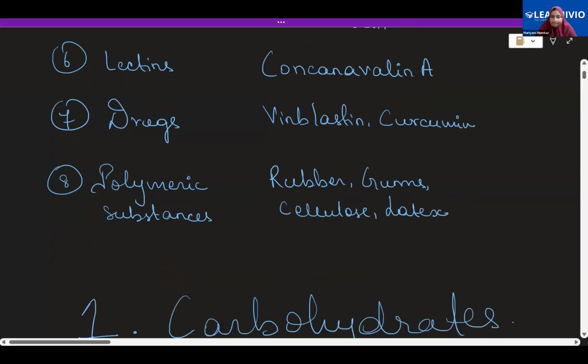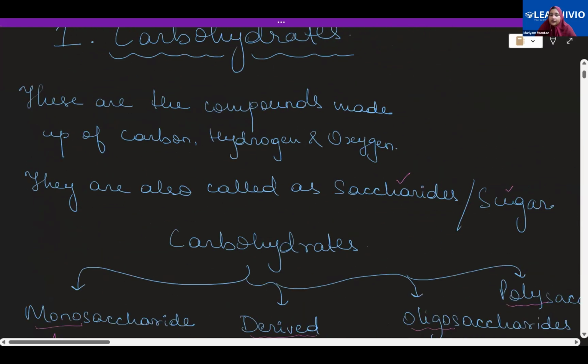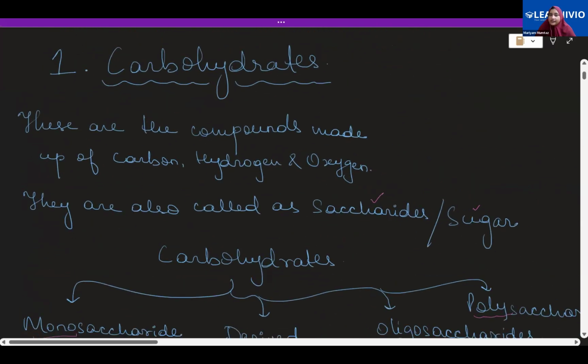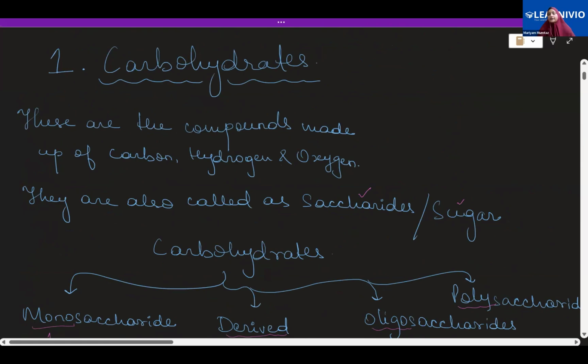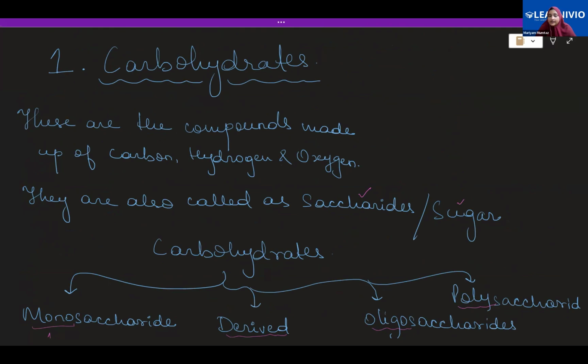Okay, thank you. So now we're moving on towards the biomolecules, the different kinds. The first one you people are going to discuss is carbohydrates. So these are those molecules that have carbon, hydrogen, and oxygen present. The other names of carbohydrates are saccharides, sugars, right? We call them with all these names.